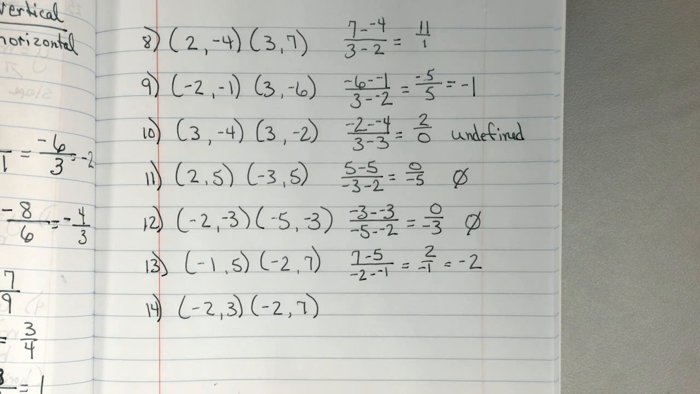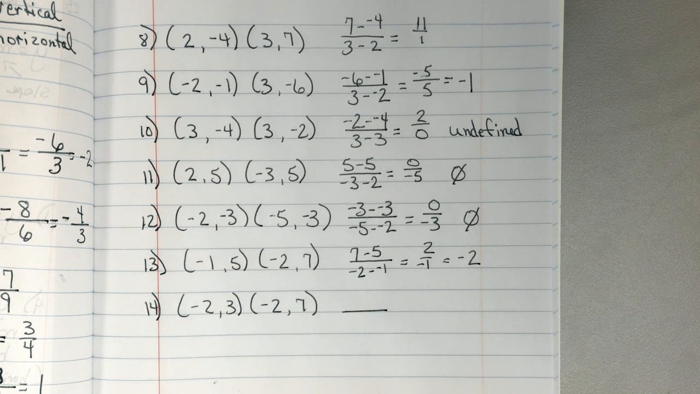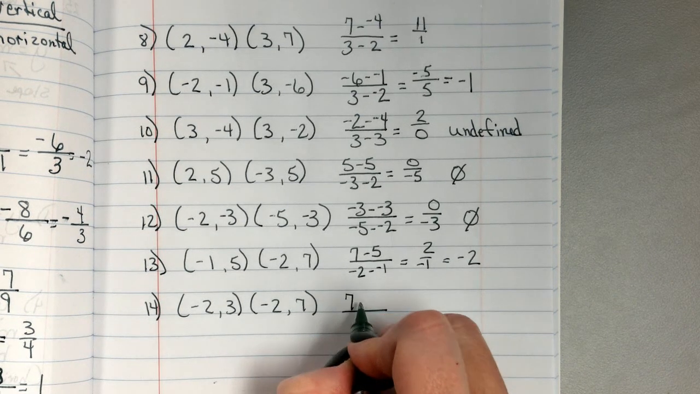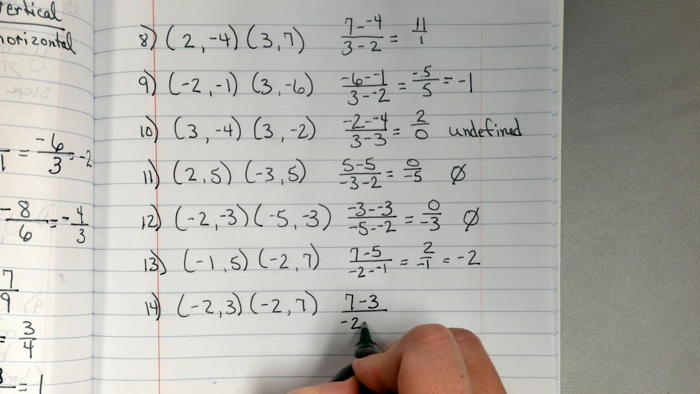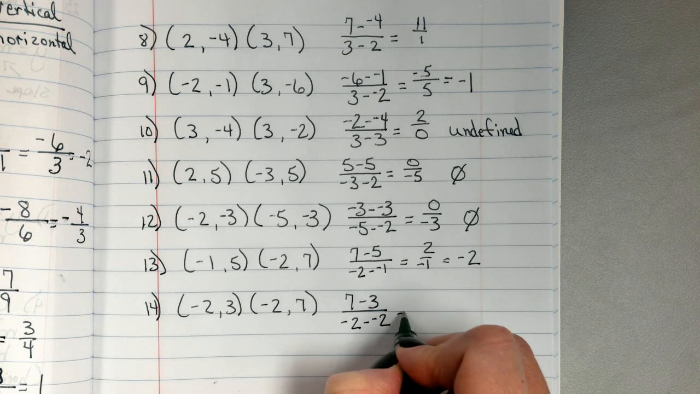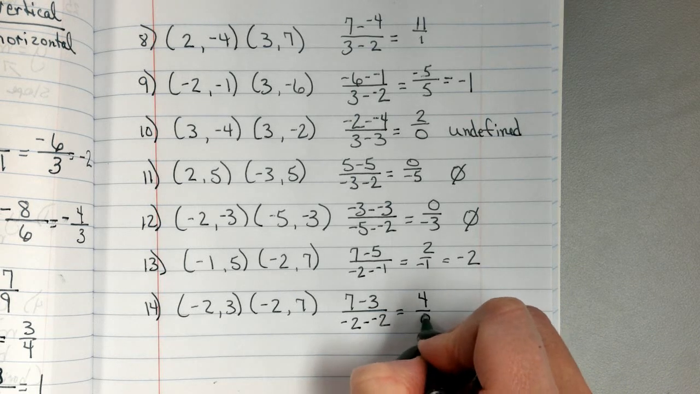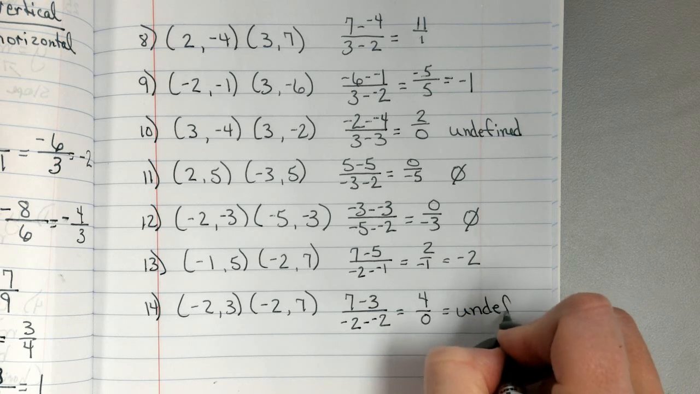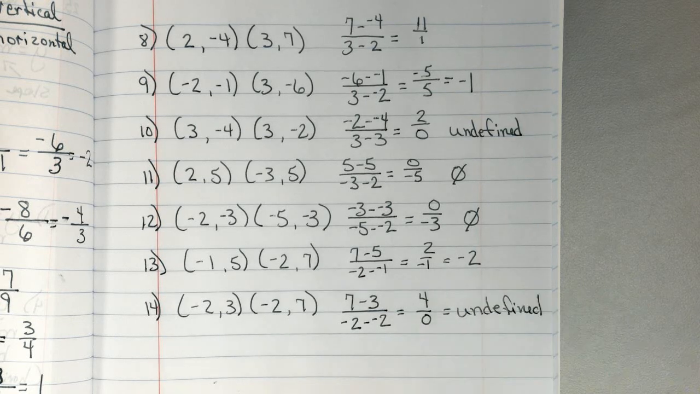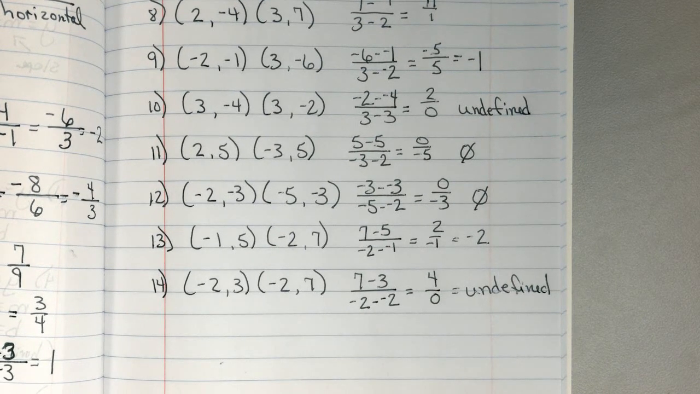All right. And Ann Abbott, what about number 14? I put 7 minus 3 on top, and then negative 2 minus negative 2 on the bottom, and so that was 4 over 0. Okay, 4 over 0. And then that's undefined. Yes, undefined. All right. How many got all of those right?